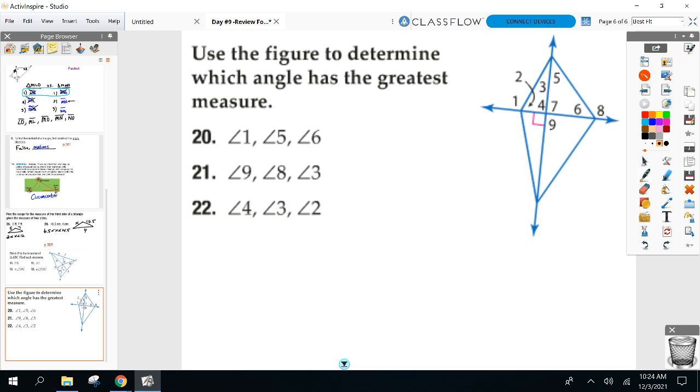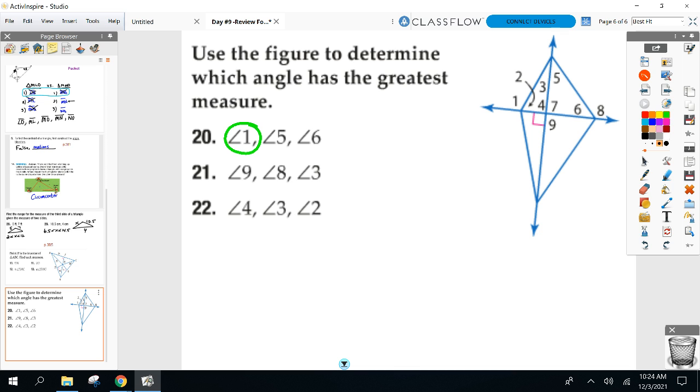This is where we're using our triangle inequality theorems again. Out of 1, 5, and 6, which one's the biggest one? And again, we don't go by looks when I ask you why. I think Scott has a guess. Is it 1? It is 1. Yep, it is angle 1.